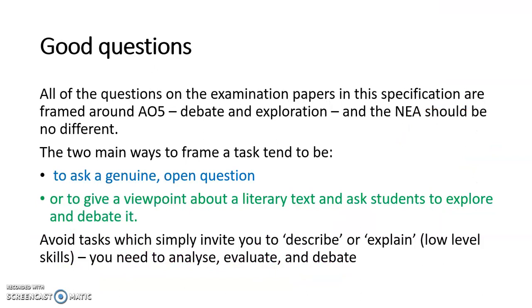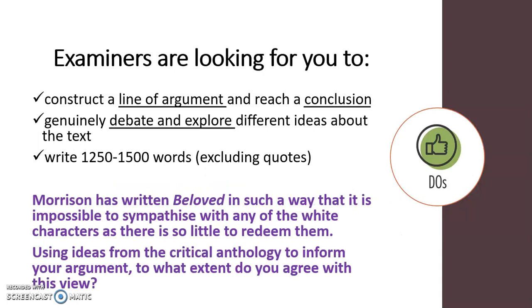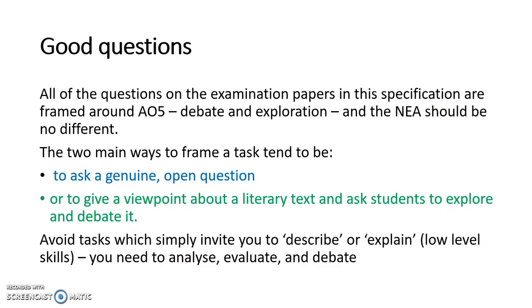So, according to the exam board, the best questions are like the ones on the exam because they're framed around AO5, okay, that debate and exploration. So the NEA should help you do that debate that's such a big assessment objective. The two main ways to frame the task then are to ask a genuine open question. How does Morrison present, I don't know, the idea of dehumanization in Beloved? Or give a viewpoint about a literary text and then ask you to debate it. So very similar to this one, this purple one, give a viewpoint, to what extent do you agree? Okay, they're the two easiest ways to do it.